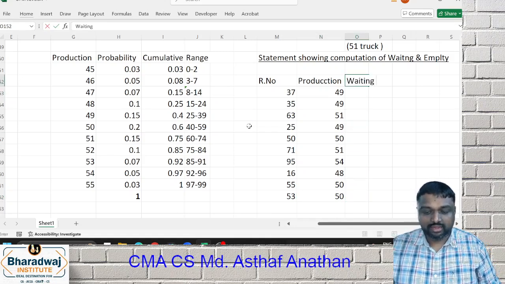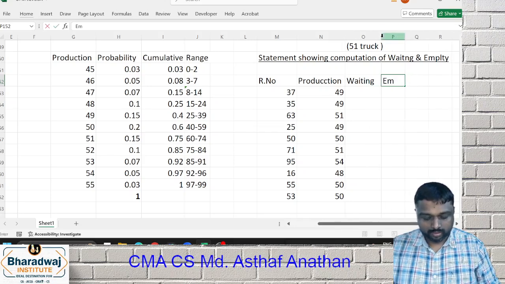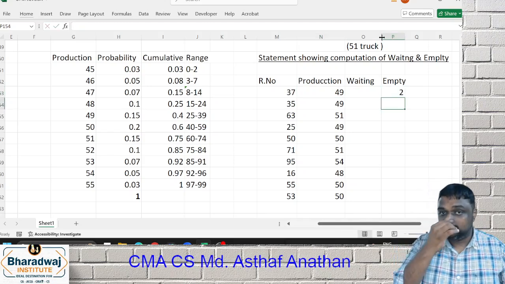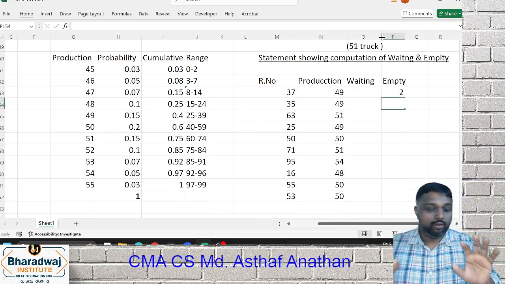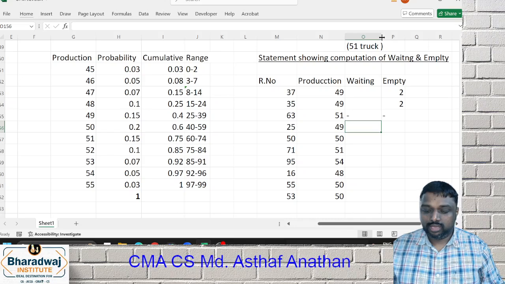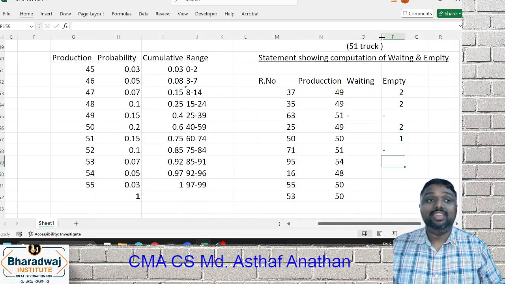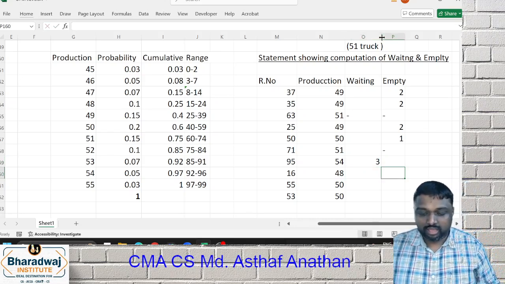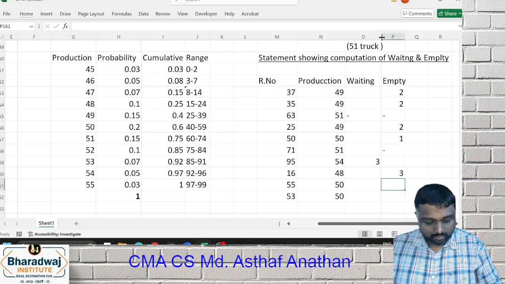They are asking waiting and empty. See 49. So you will have empty of 2 because your capacity is 50. You filled only 49. Empty is 2. Here also 2. Here no waiting, no 16. Here 49 again 2. Here it is 1. Here it is nil. Here comes very important 54. 51 only capacity, so you have to wait 3. Here wait is 3. Here it is 1.